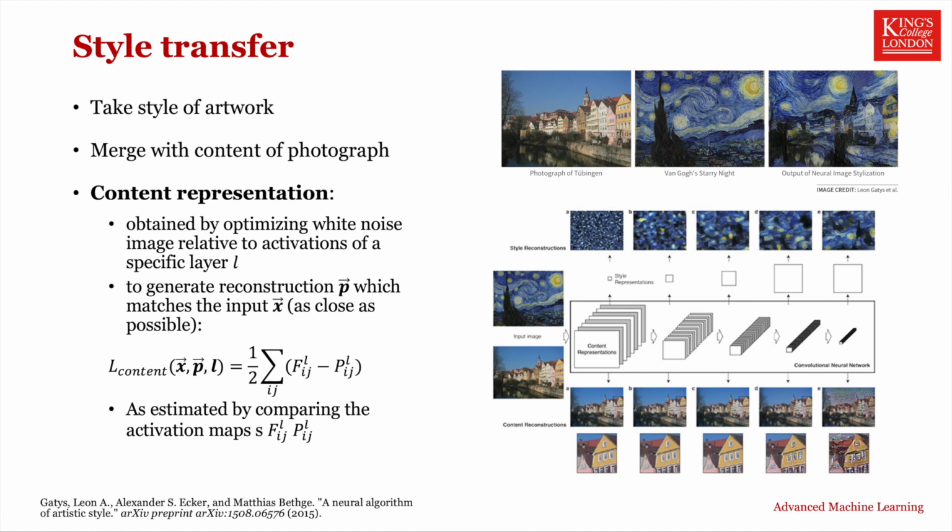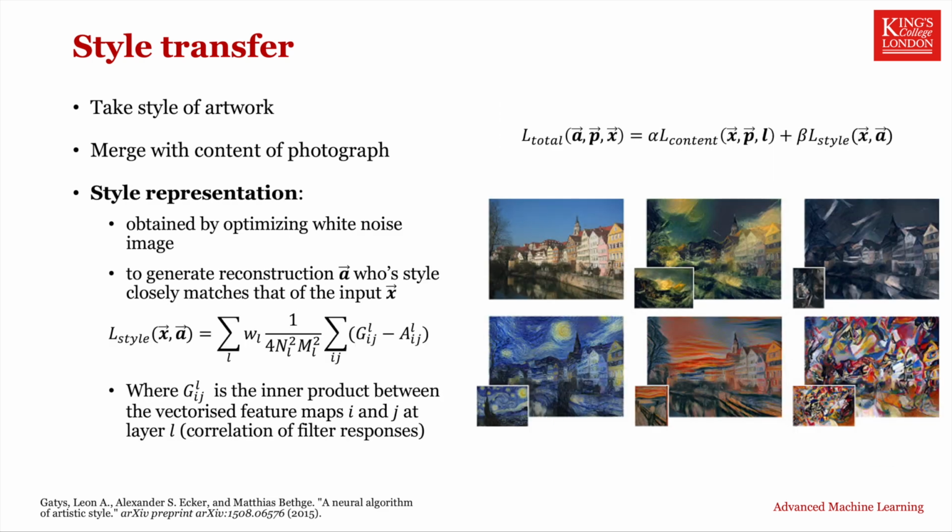For example, to extract just the content, it's possible to optimize a loss which seeks to minimize the difference between the activations from a real image and a white noise image optimized to resemble the content of that image for a specific layer of the network. Then the style of an image can be returned by instead optimizing a white noise image until the inner product of its activations more closely represent the inner product of those for the original artwork across all layers up to some layer L. And by jointly optimizing these, it's then possible to create these new images which fuse the style and content into a single output.